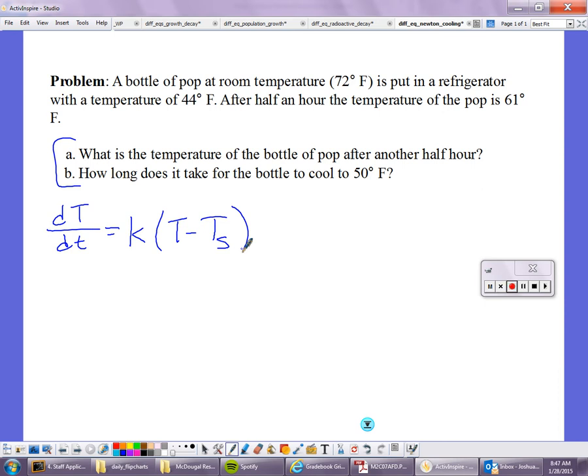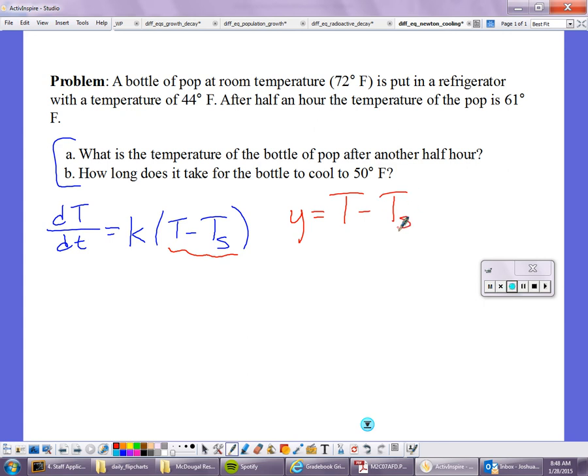And we could do our usual thing with separation of variables to get a function for temperature. The thing is, it's going to get a little confusing because of this T minus Ts part here. So I'm going to do something else. I'm going to substitute a different variable in. I'm just going to make up another variable, and it's going to make things a little easier. I'm going to make up a variable called y, and y is just going to equal T minus Ts.